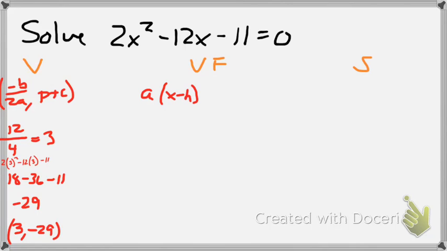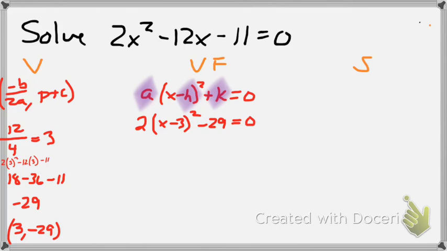We're going to move the vertex and the a to vertex form. A is 2, h is 3, k is negative 29. You can just get that right off the wall, set it equal to 0, and substitute the values. And now we have to solve that for x.